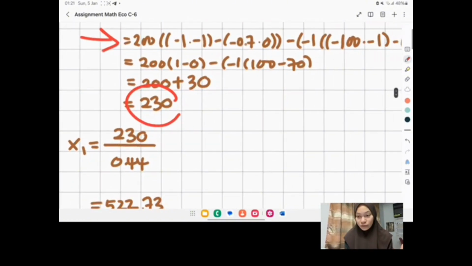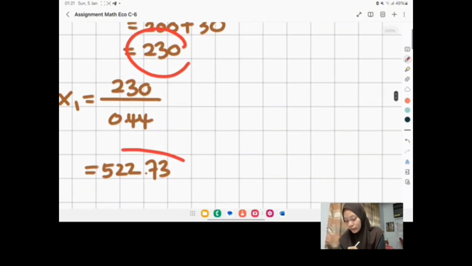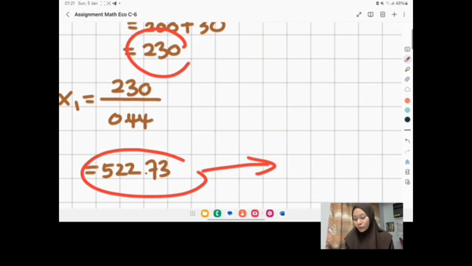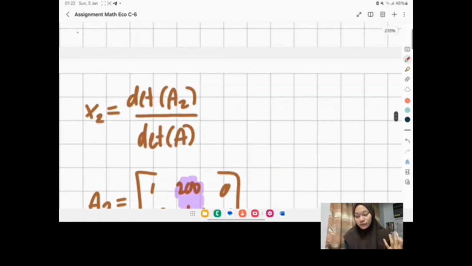And how to find x1 is x1 equal determinant of A1 divided by determinant A. Determinant of A1 we get is 230 and divided by determinant A, which is 0.44, and we get the answer of x1 is 522.73. Okay, now we want to find x2. The formula is x2 equal determinant of A2, because for x2 we change the second column of A for the determinant.